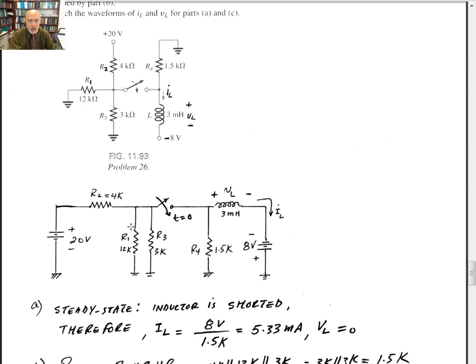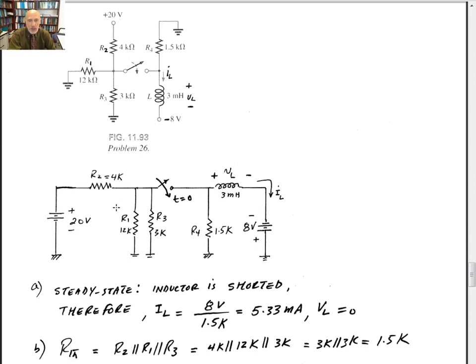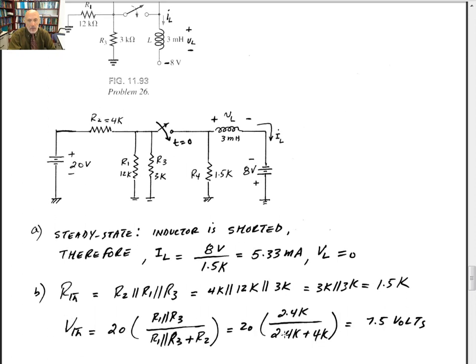Now I'm going to calculate R Thevenin. If I short circuit this, look at these two terminals here, then R2, R1, and R3 will all be connected in parallel. 4 in parallel with 12 gives you 3. 3 in parallel with 3 gives you 1.5 kilo. So that's R Thevenin. V Thevenin would be the voltage across this parallel combination here.